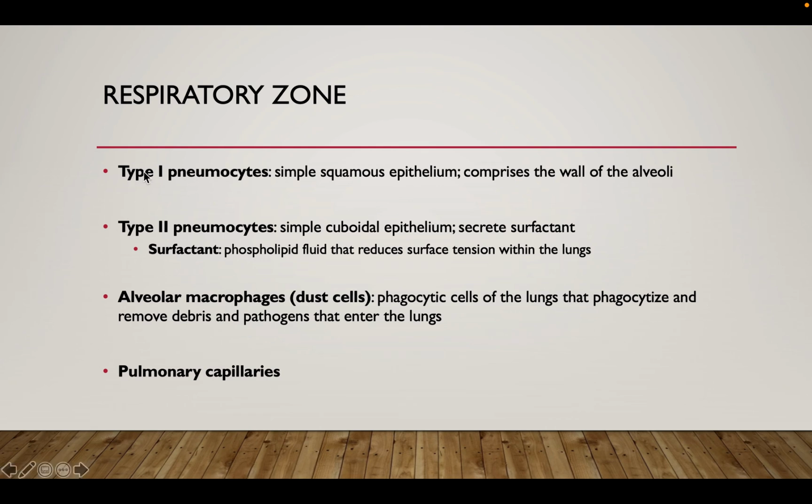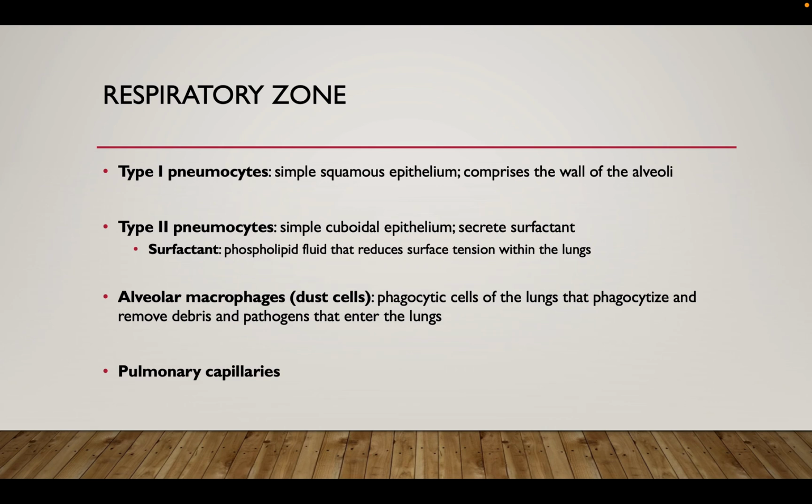Now, so we have type 1 and type 2. We also have something called an alveolar macrophage, sometimes referred to as a dust cell. And these are going to be involved with our immune system, our innate, non-specific immune system. These are phagocytes that will phagocytize and bring in different types of debris within the lungs, if there was dust, if there was bacteria or other pathogens. These alveolar macrophages will consume and phagocytize this debris to prevent it from causing damage within our lungs.